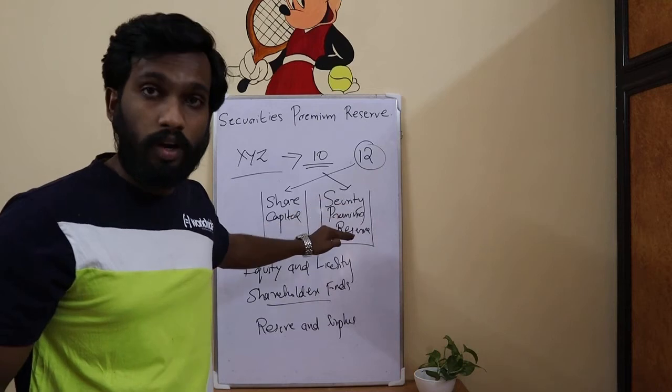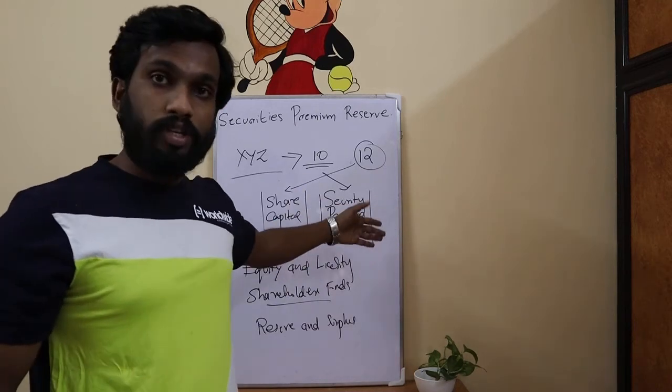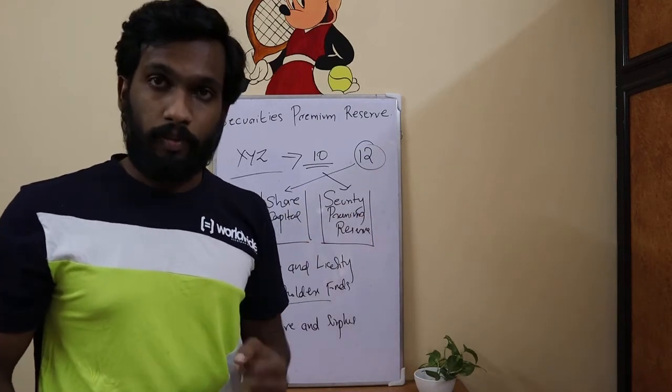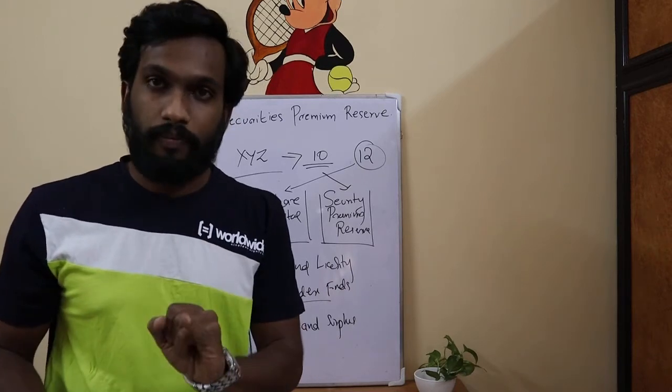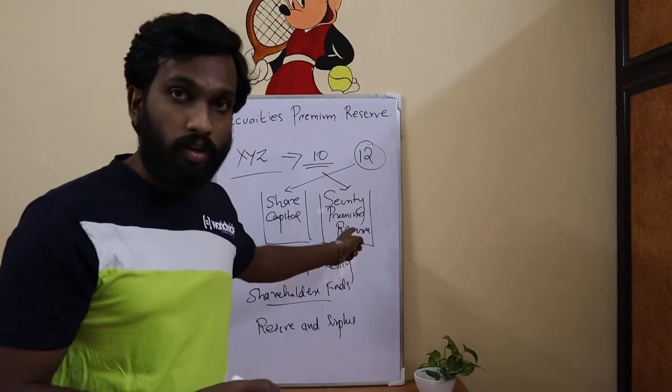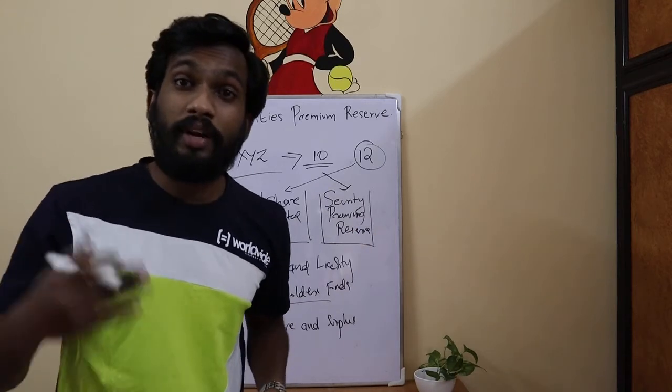Now what the company is going to do with the amount which it has received in the securities premium reserve account, it can use it for many purposes. Starting from, it can use it for buying back its own shares from the market. That's the first thing. It can use this amount for writing off its preliminary expenses.